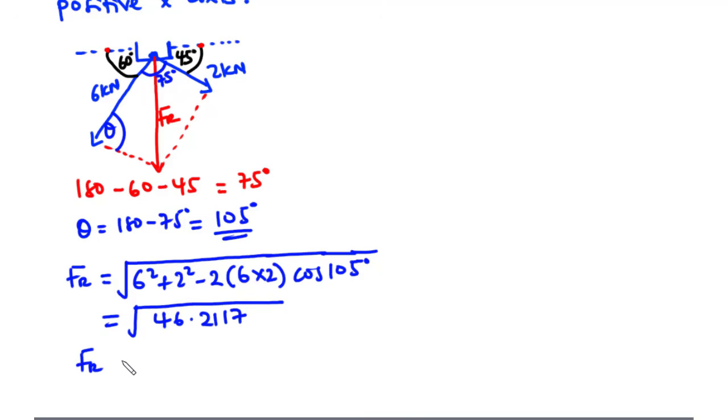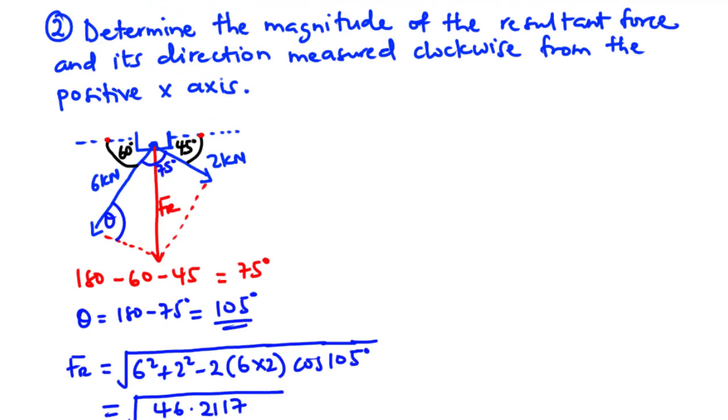So FR is equal to 6.7979, which is equal to 6.80 newtons. So FR is equal to 6.80 newtons. So now let's find the angle the resultant force FR makes with the positive x-axis. And from the question, we are going to take the clockwise direction from the positive x-axis to the force.